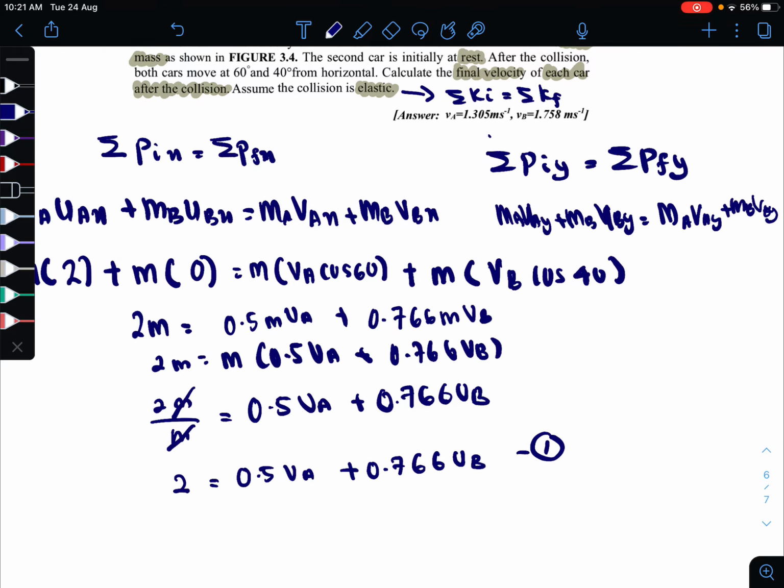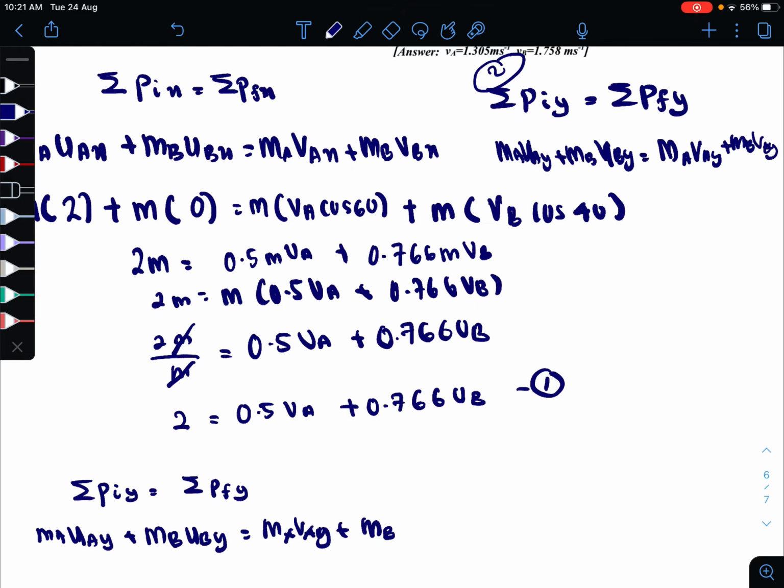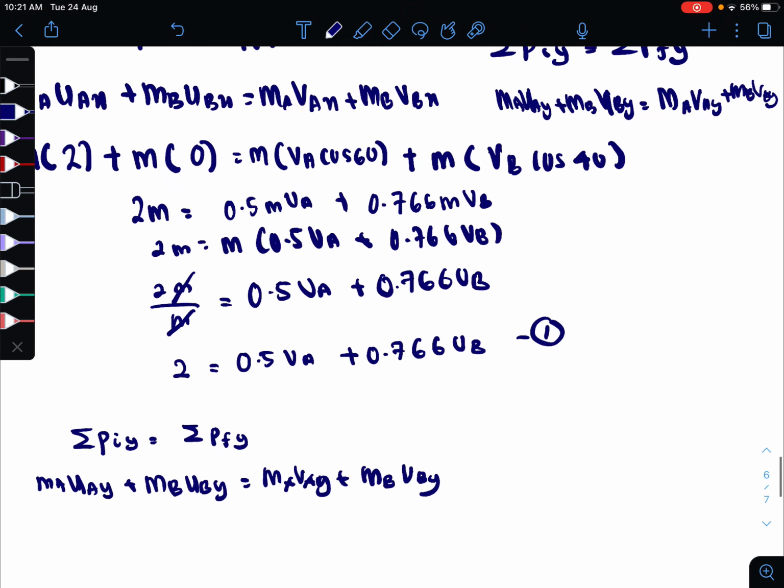You're going to stop there and then you're going to look at your second equation. Your second equation comes from your y component. So I'm going to rewrite that. Summation P initial along y is equals to summation P final along y. MA UA along y plus with MB UB along y is equals to M1 V1 y plus with MB VB along y. Alright. Okay. So now we are going to substitute in.